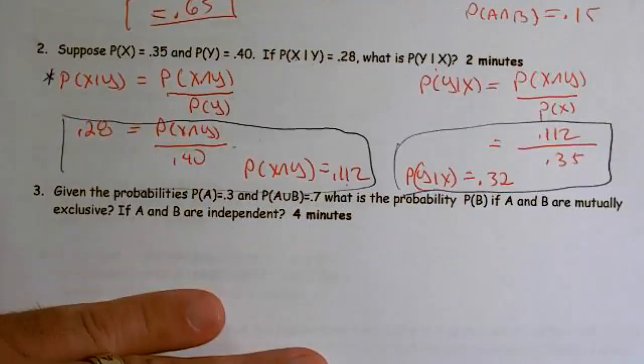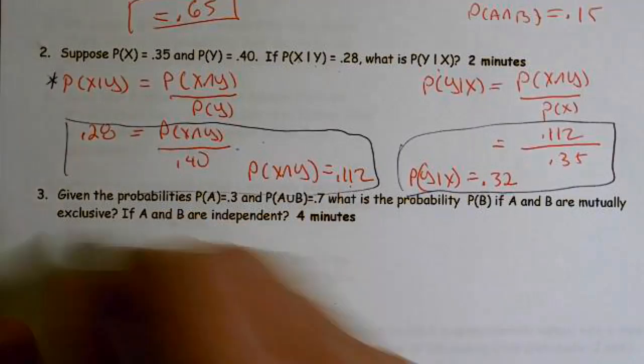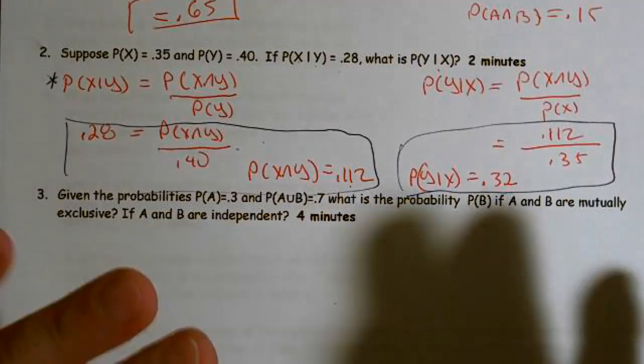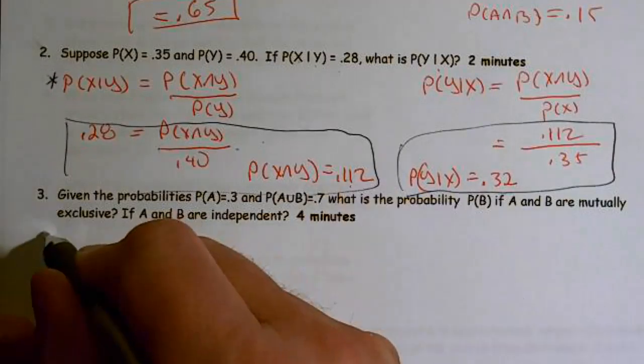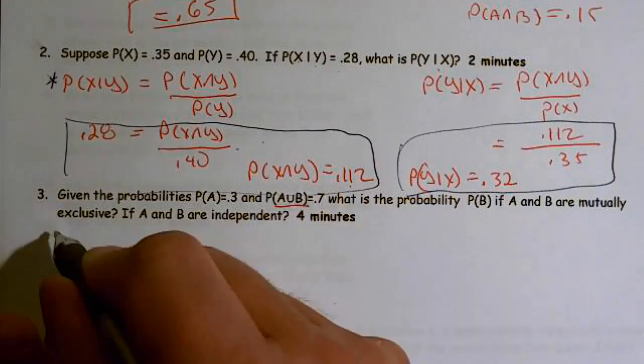Given the probabilities A equals 0.3 and A union B is 0.7, what is the probability of B if A and B are mutually exclusive, and then if they're independent? So we have two separate problems here. Once again, you're not required to write the formula, and if you write it incorrectly, you will lose points, but anytime it's one of these, I highly recommend it.